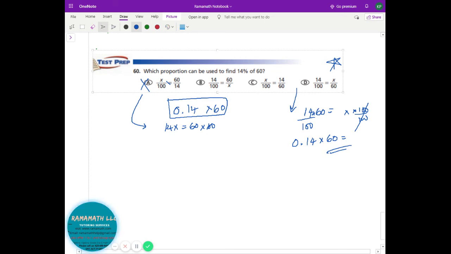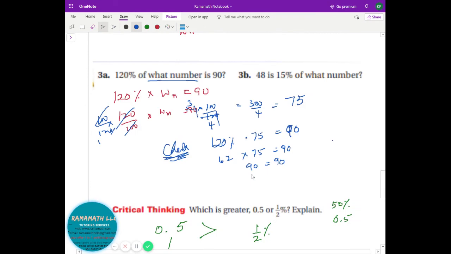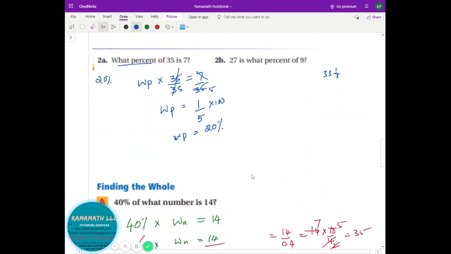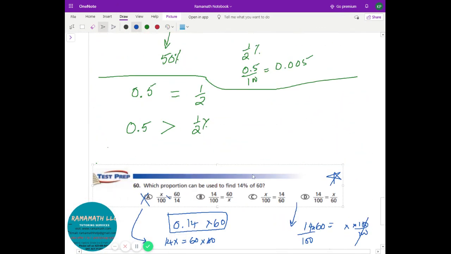Percentage is one of the difficult concepts in the SAT also. Those people who do well on percentages can have really good scores. And those who struggle with it, obviously, the other people take advantage. Okay.